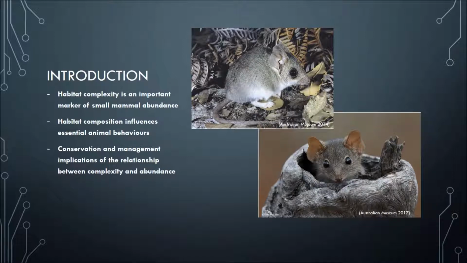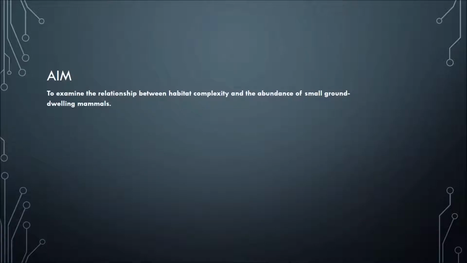Understanding the relationship between habitat complexity and animal abundance has important conservation and management implications, particularly where habitats may be small or fragmented, as, for example, the type of patchy mosaic habitats that form after periods of disturbance, such as wildfires or logging.